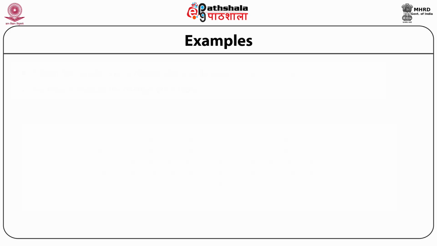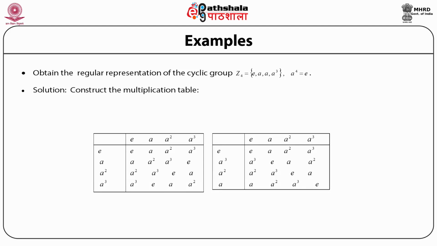The example is to construct a regular representation of the cyclic group Z4, which consists of 4 elements E, A, A squared and A cubed, such that A to the fourth is equal to E. The multiplication table is easy to construct. We have the table shown on the left-hand side of the slide, and from here you can see that the inverse of A is A cubed, the inverse of A squared is A squared, the inverse of A cubed is A, and the inverse of E is obviously E.